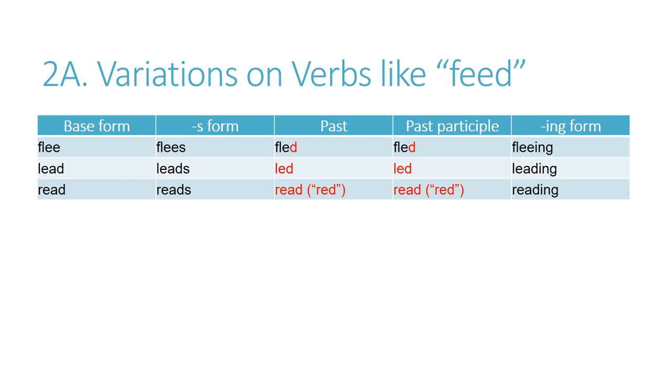And this is the verb read. With read, when we go into the past and the past participle, we also change the sound, read, read, read. But for some reason, the spelling is not changed. So it looks the same, but in the past and the past participle, the sound is different. So it sounds like the color red. So again, in the base form, it's read, in the past, red, and the past participle, red, without changing the spelling.